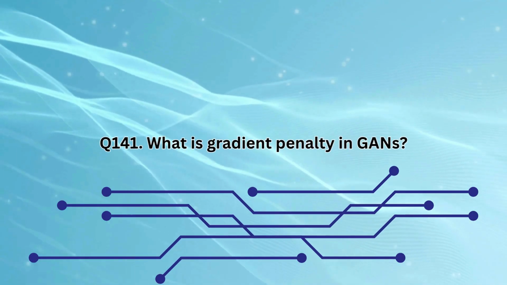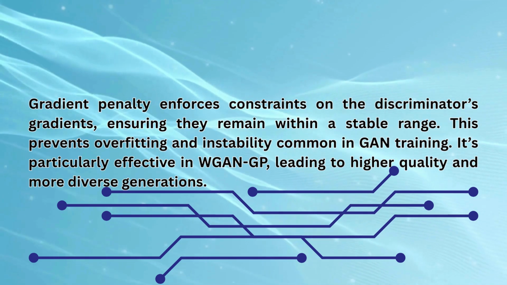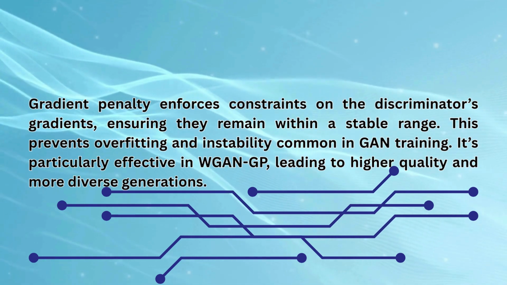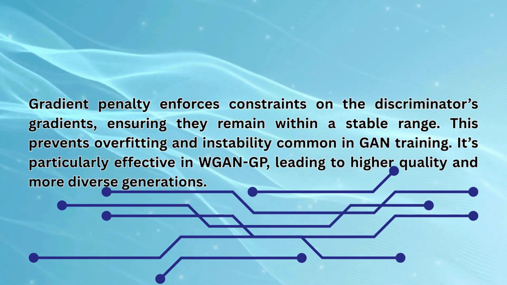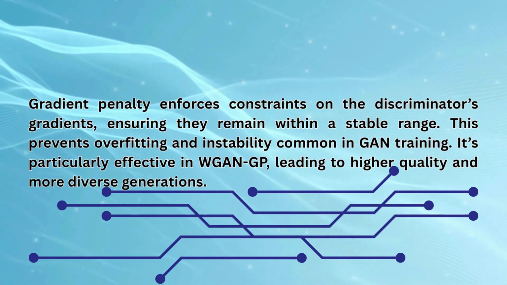What is gradient penalty in GANs? Gradient penalty enforces constraints on the discriminator's gradients, ensuring they remain within a stable range. This prevents overfitting and instability common in GAN training. It's particularly effective in WGAN-GP, leading to higher quality and more diverse generations.